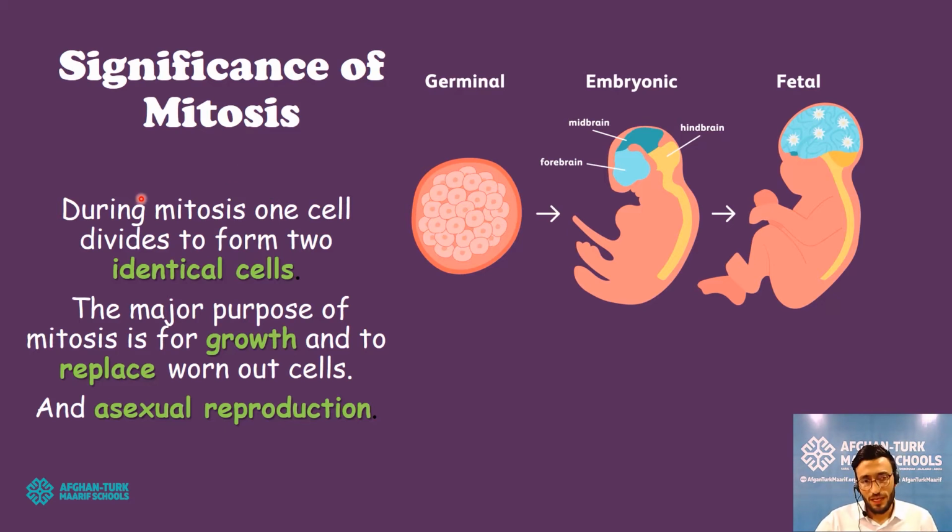In other words, during mitosis, one cell divides to form two identical cells. It means it is a process which we use to produce diploid cells from diploid cells. By having one diploid cell, you possess two diploid cells after mitosis cell division. Let's talk about another major purpose of mitosis. Mitosis is used for growth and also to replace worn out cells. Let's have a look at this picture.